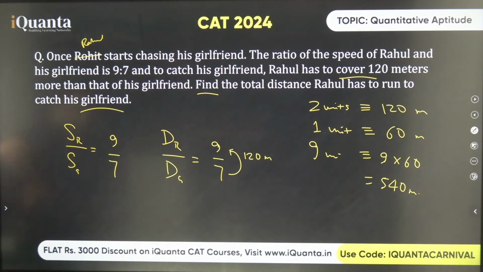Aditya, you got 630. Why? Did you do something wrong? Recalculated? Well done.